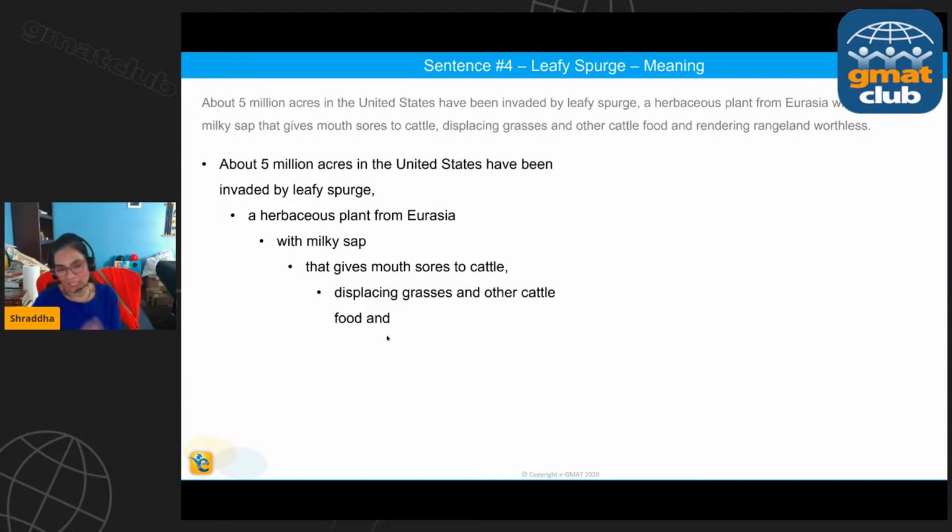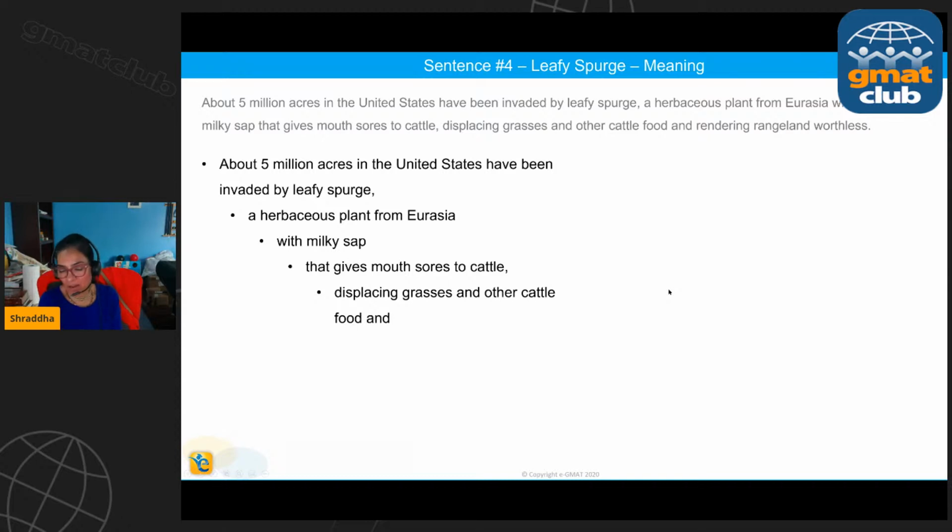Well, this meaning is definitely not logical because if we look into the context of the sentence, the action of displacing is not done by milky sap. Thanks for your response, Anmol. It is actually done by leafy spurge, because one kind of vegetation can be displaced by another kind of vegetation. Milky sap cannot displace grasses and other cattle food. So that's my first meaning error that I find out.